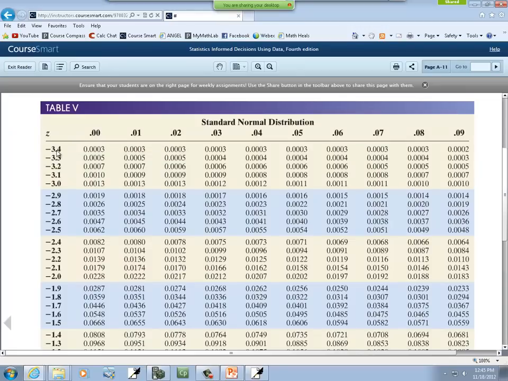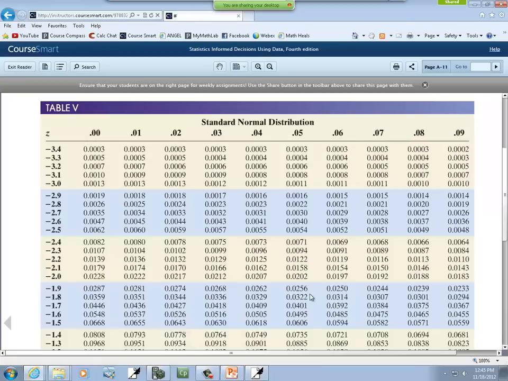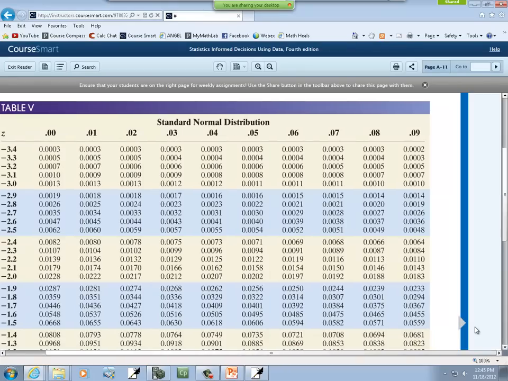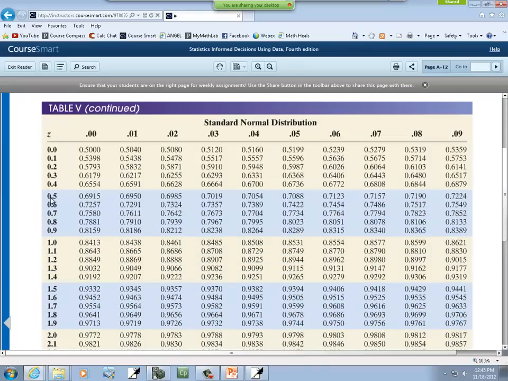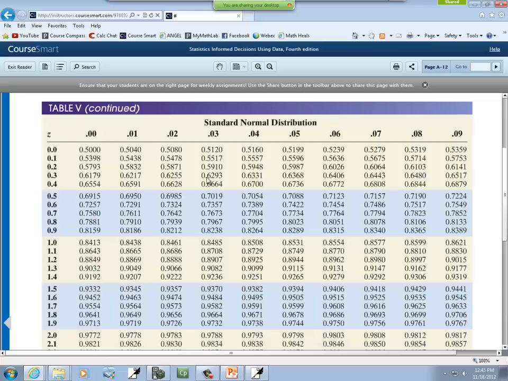Looks like our smallest one is negative 3.49. I don't know much about it except for it's less than or equal to 0.002. Since that's my smallest one in that table, I'm going to use 0.0002. Now, the other one is 0.61. So 0.6, come here, and then the 1 is in the hundredths place. So I come over to 1 in the hundredths place right here, where they intersect. What did I say, 0.61? Yeah. Would be 0.7291.